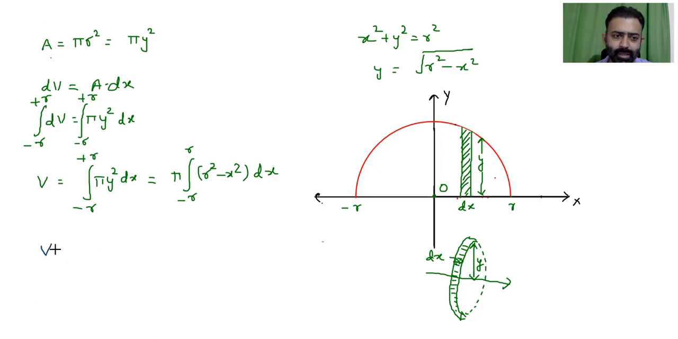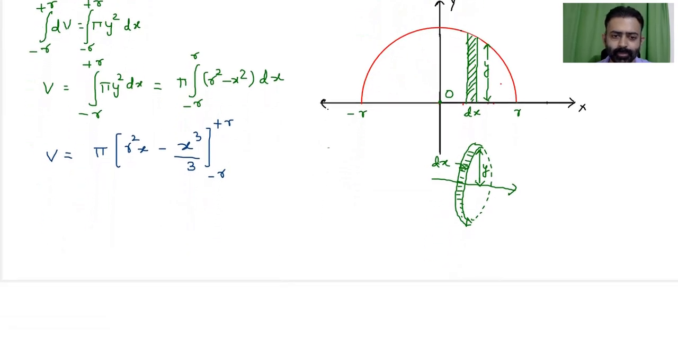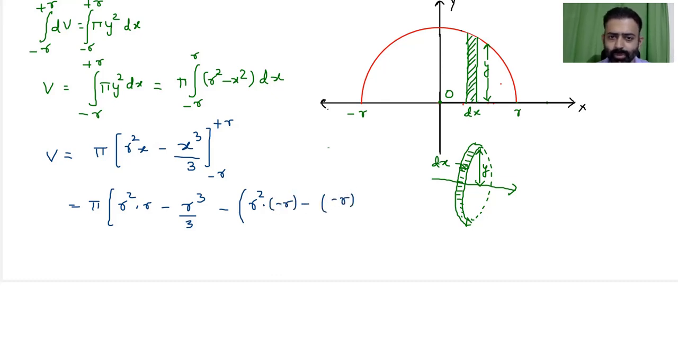So V is equal to pi. After integration, you will get r square into x minus x cube over 3, and limits are from minus r to plus r. So this is equal to pi, putting the upper limit, which will be r square into r minus r cube over 3. This is the upper limit value minus the lower limit. So the lower limit will be minus r, so it will be r square into minus r minus minus r cube by 3.